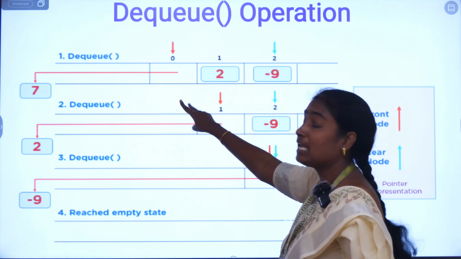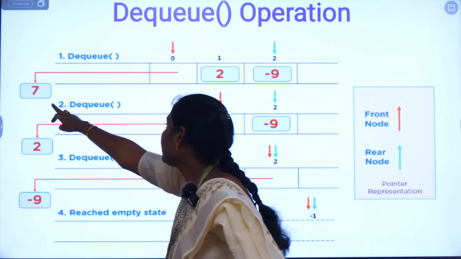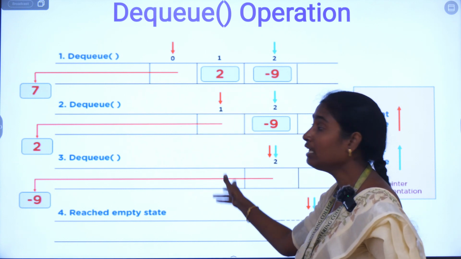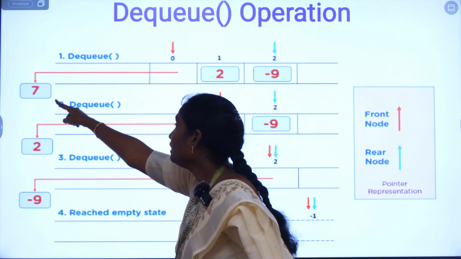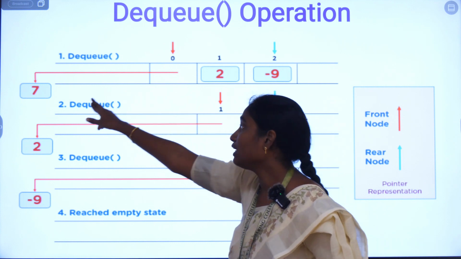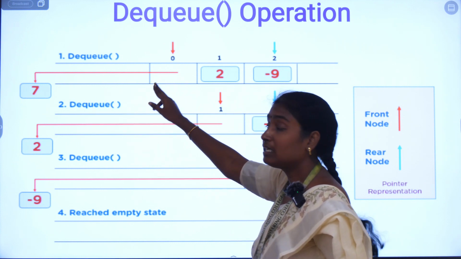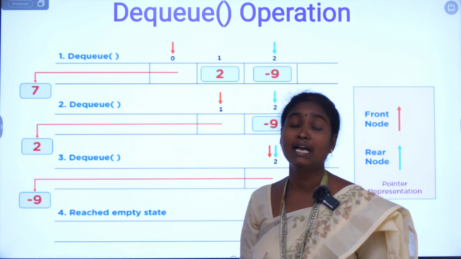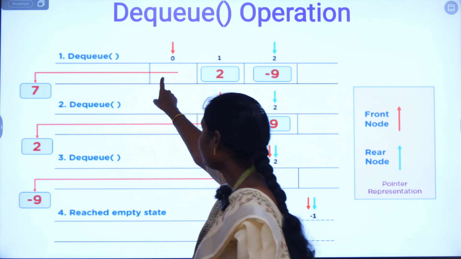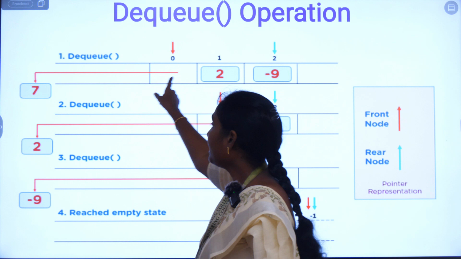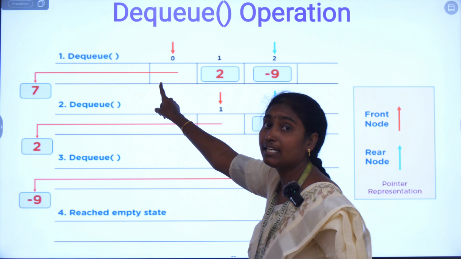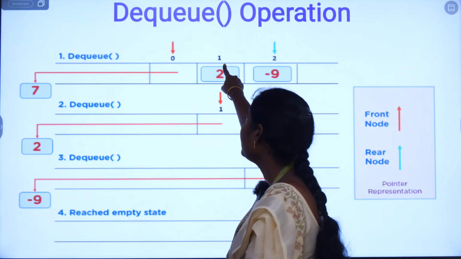In this example I have taken three elements: 7, 2 and 9, which we used in NQ. The same elements I have used in DQ. First I am going to perform the DQ operation. It means the element you inserted first is the element you remove first. Remember that when performing DQ operation you have to use only the front pointer. First you access that element, then you remove it. So I have accessed my element, then removed it. Once you have removed the element, you have to increment your front.